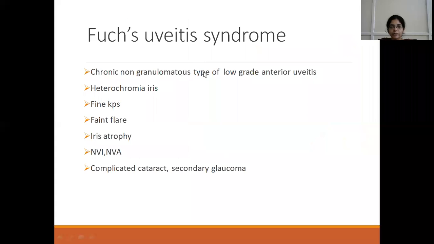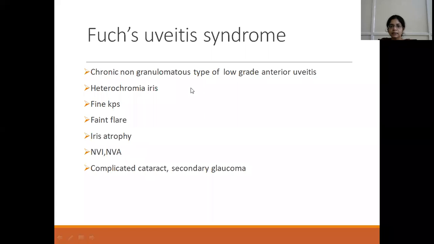Because this is a non-granulomatous type, there is mild aqueous flare and fine keratic precipitates. And most importantly, in Fuchs uveitis syndrome, there can be neovascularization of the iris as well as of the angle. This neovascularization of the angle is known as Amsler's sign. Whenever you do gonioscopy, usually it will start bleeding. This is the Amsler's sign.